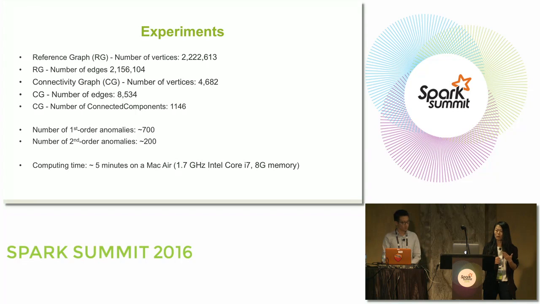With the naive algorithm, we were able to identify about 700 first-order anomalies given a certain threshold. And we were able to identify about 200 second-order anomalies making use of the connectivity graph. So we're seeing a pretty significant reduction in noise here. And all of this just took about 5 minutes on a MacBook Air with a very standard configuration. So this has a lot of promise in terms of scalability, performance, and efficacy in terms of accuracy in identifying anomalies.